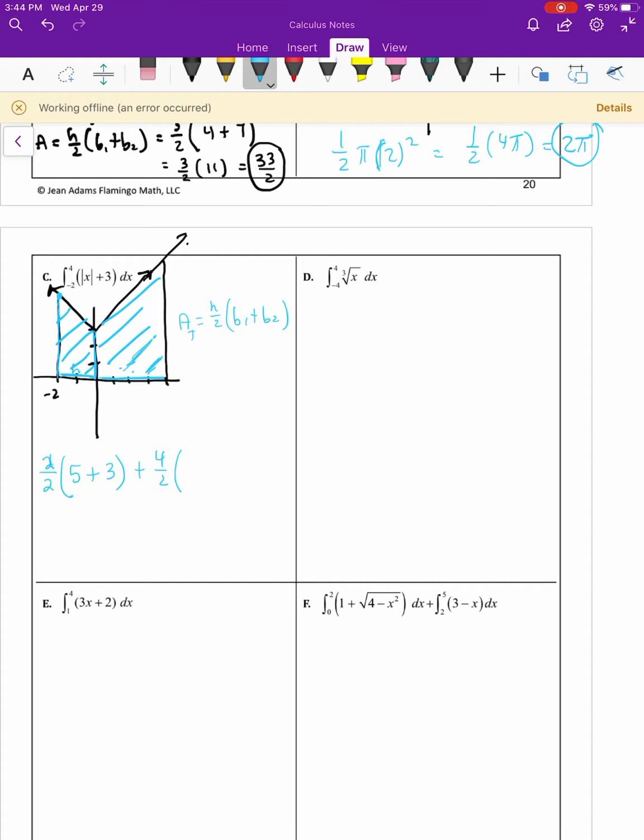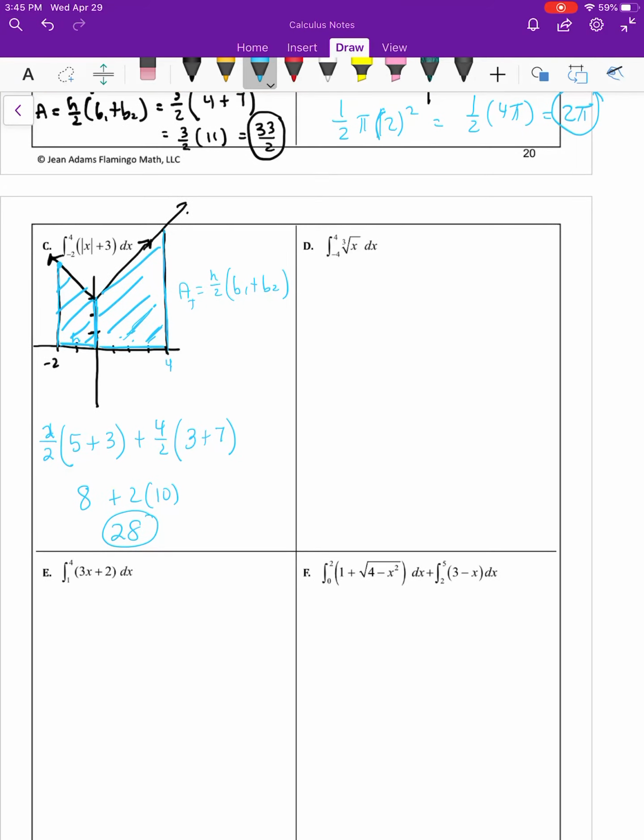Plus, and then now I've got this other one. This is my height. This is going to be 1, 2, 3, 4. 4 divided by 2 times. My base 1 is 3. It's the same as my base 2 of the other one. My base 2 is my function's value at 4. So 4 plus 3, 7. So this is going to be 8 plus 2 times 10. 28 is my answer to C.